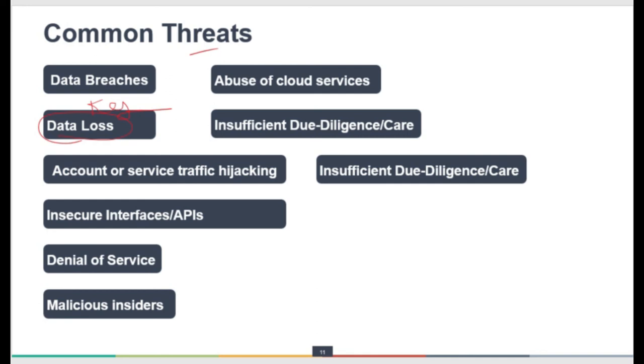Okay. Account or service traffic hijacking. This is related to all the common attacks like phishing, smishing, etc., that are used to hijack a service, and then they can do credential theft, and then they further perform attacks. Insecure interfaces and APIs: the cloud resources are accessible by the APIs provided by the cloud service providers. So it becomes very important to take care of the OWASP top 10, for example, to protect against common attacks.